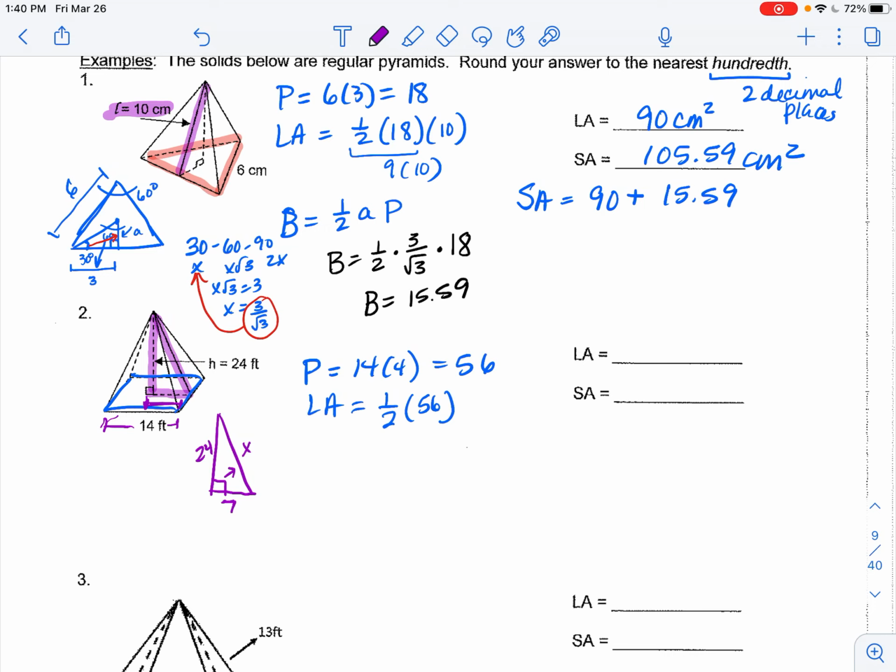So guess what? We need to do Pythagorean theorem. 7 squared plus 24 squared is equal to x squared. Okay, so pick up your calculator. 7 squared plus 24 squared, and we take the square root of that, and that gives us 25. So the slant height is 25.